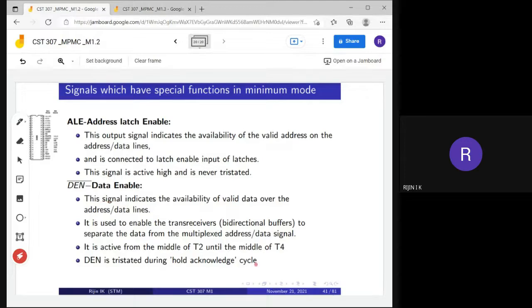Okay, and also it is used to enable the transceiver, that means bidirectional buffer. ഈ ട്രാൻസീവർ ആണ് നമ്മുടെ ഒരേ പിന്നെ തന്നെയാണ് അഡ്രസ്സും ഡാറ്റയും വരുന്നത് അല്ലെ, അപ്പൊ അതിനെ നമുക്ക് സ്പ്ലിറ്റ് ചെയ്യണം. അഡ്രസ് വരുമ്പോൾ അഡ്രസ് എടുത്തിട്ട് ഒരു ലാച്ചിൽ കോപ്പി ചെയ്യണം, അതുപോലെ തന്നെ ഡാറ്റ വരുന്ന സമയത്ത് ഡാറ്റ എടുത്തിട്ട് വേറൊരു ബഫറിൽ കൊടുക്കണം. ഓക്കെ, അതൊക്കെയാണ് ഈ ട്രാൻസീവേഴ്സിന്റെ ഫംഗ്ഷൻ. നമുക്കത് മിനിമം മോഡൊക്കെ ഡീറ്റെയിൽഡ് ആയിട്ട് പഠിക്കാം. ഈ പോയിന്റ്സ് ഓർത്ത് വെച്ചാൽ മതി.